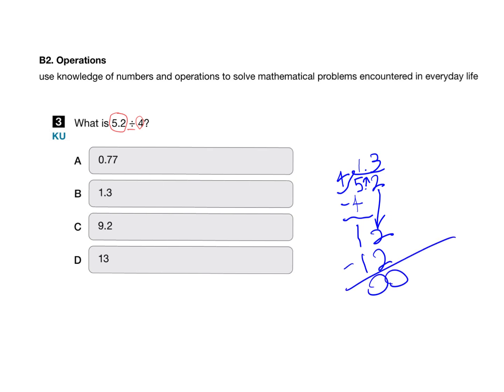So 5.2 divided by 4 equals, what was your answer? 1.3. Excellent. Is that an option? Yep. Good. B. So the answer is B. Very well done. Okay, let's look at the next question for this strand.